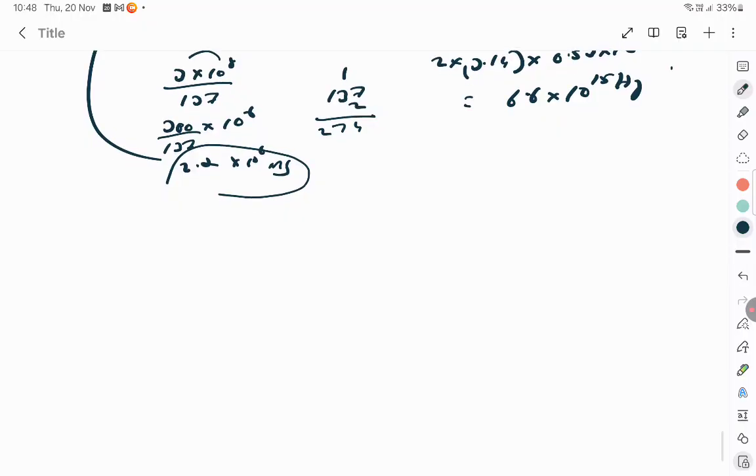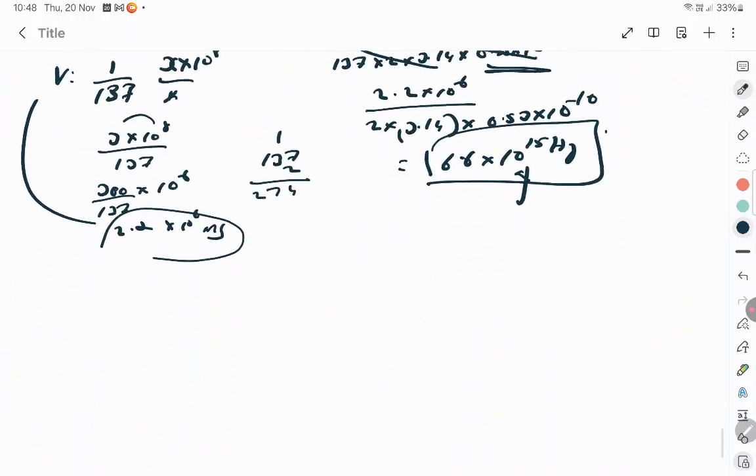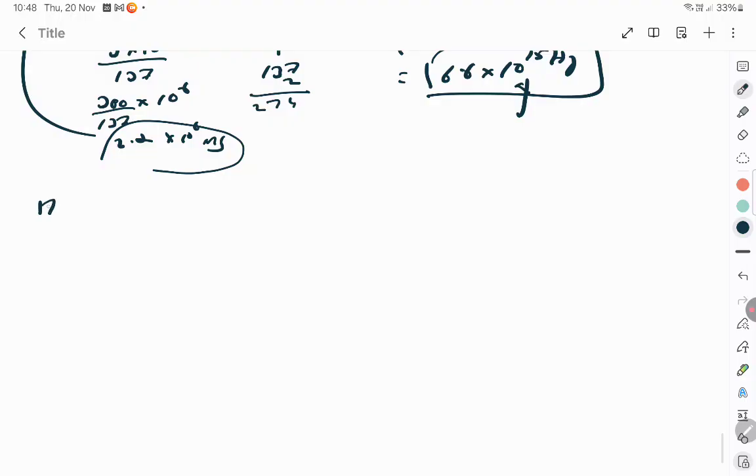As the frequency of the electromagnetic wave emitted by the revolving electron is equal to the frequency of revolution, the frequency we found will be the frequency of the emitted light also. The revolving electron's frequency will be equal to the emitted light's frequency. That's what it is. So let's go to the next question.